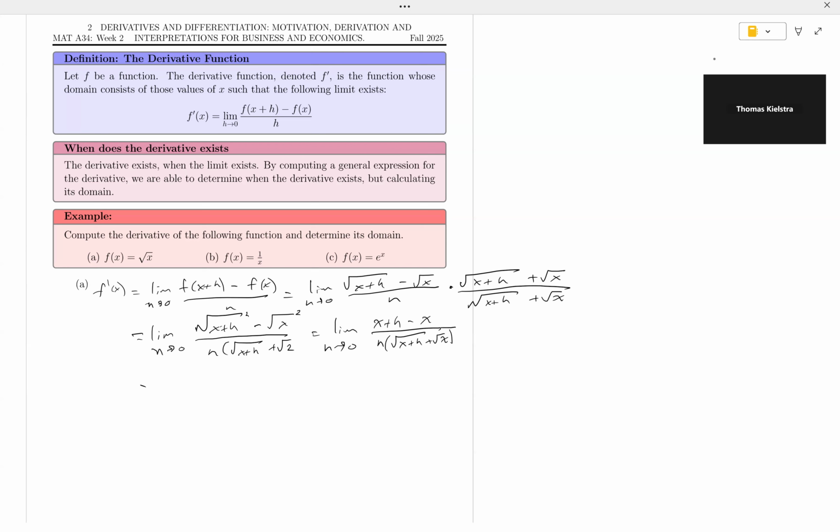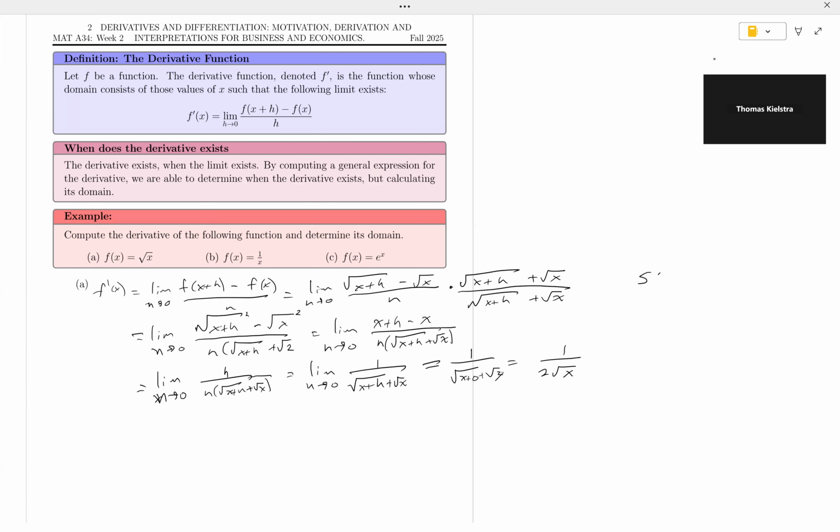Well, this is equal to the limit as h approaches 0 of h over h times root x plus h plus root x, which equals the limit as h approaches 0 of 1 over root x plus h plus root x. Now I'm able to plug in h equaling 0. So the square root of x plus 0 plus root x, which equals 1 over 2 root x.